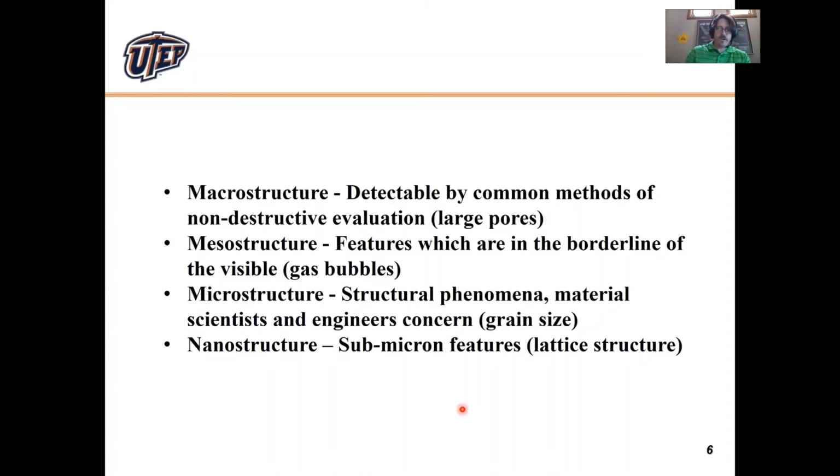Microstructure is a structural phenomena. So grain size is a real big one. Grain morphology, how the grains look, are they elongated, are they equiaxed? That's another thing that we care about. And nanostructure, so submicron features such as the lattice structure. And we typically get that off of TEM or XRD. So trying not to ramble on too much, but we have macrostructure, mesostructure, microstructure, and nanostructure. So 4 different scales that we're dealing with.